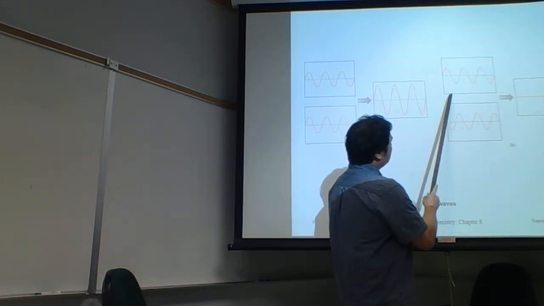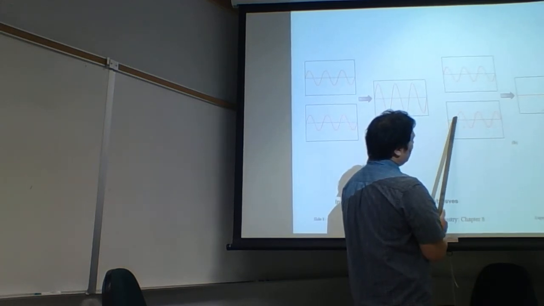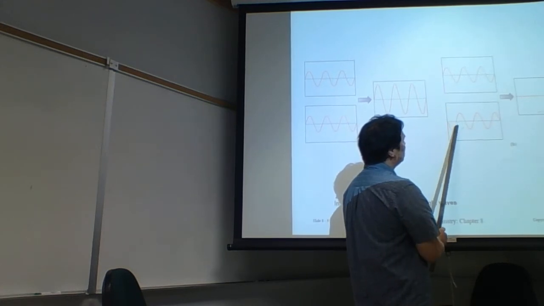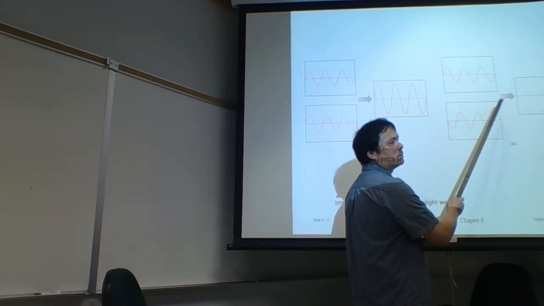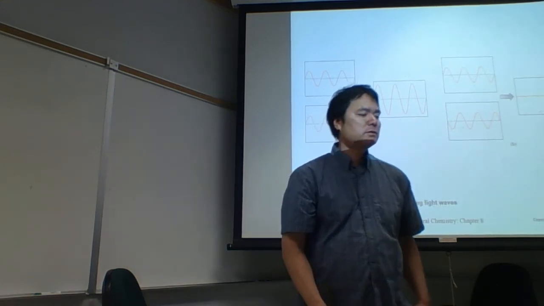Whereas if they're mismatched, let's say this peak is matched with the trough here, these are 180 degrees opposite, then the waves cancel. But they don't even have to be 180 opposite. What they could be is just slightly mismatched and the waves will cancel. And that's destructive interference.